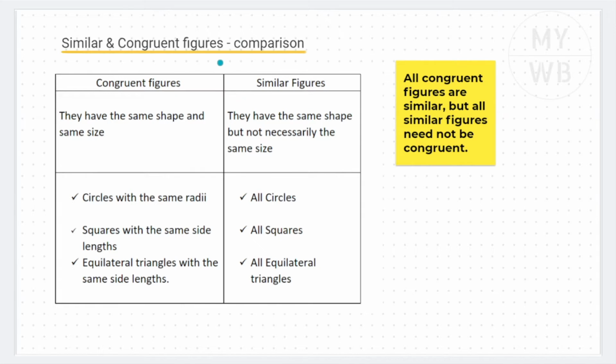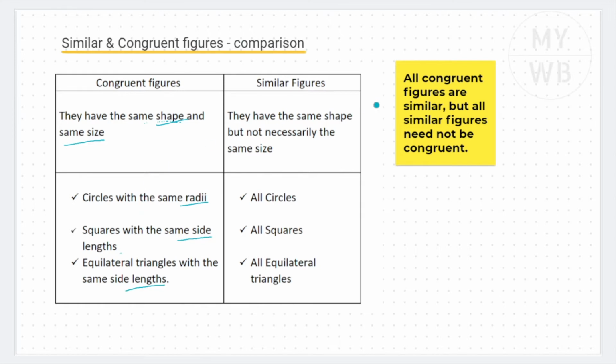You would have learnt about congruency in previous years. So congruent figures have the same shape and same size. Both shape and size are equal for congruent figures. Circles with same radii, squares with same side length, and equilateral triangles with same side lengths are all congruent figures.